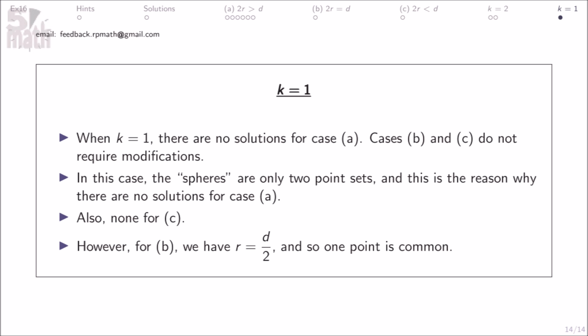In this case, the so-called spheres are only 2-point sets, and this is the reason why there are no solutions for case A. Also, none for C. However, for B, we have R = d/2, and so one point is common.